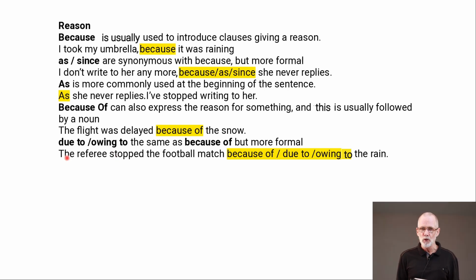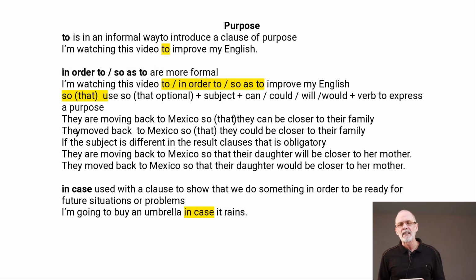We also have due to and owing to, which work in the same way as because of. They are followed by a noun, but they are more formal. So the referee stopped the football match because of the rain, or the referee stopped the football match due to the rain, or the referee stopped the football match owing to the rain. Because of the rain, informal. Due to the rain, owing to the rain, more formal. Very good. Let's continue with linkers or discourse markers of purpose.